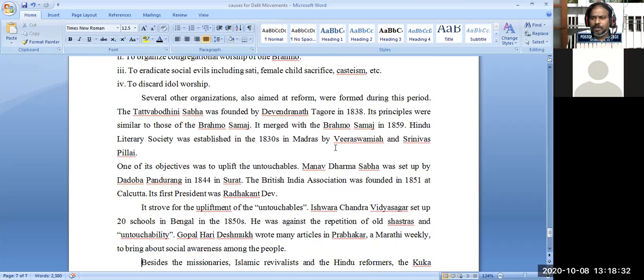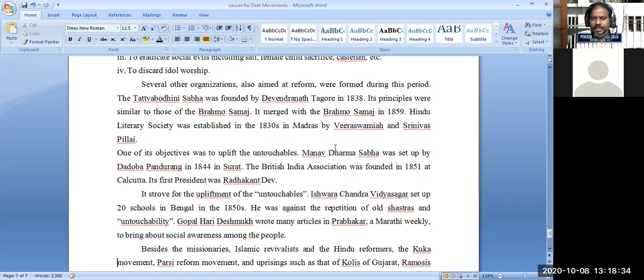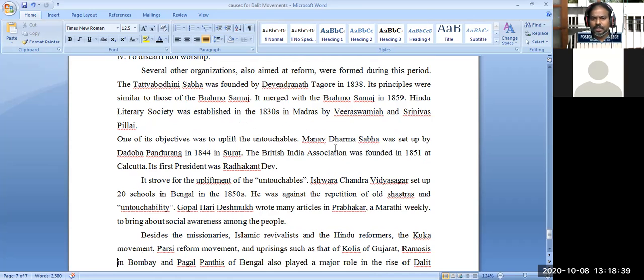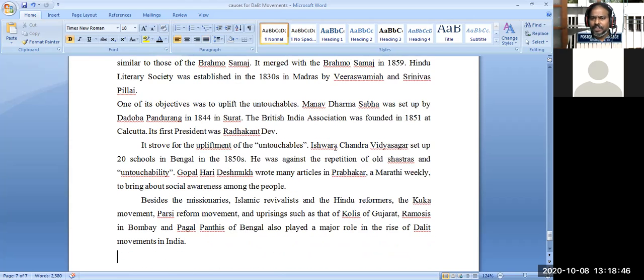The Manav Dharma Sabha was set up by Dadoba Pandurang in 1844 in Surat. The British India Association was founded in 1851 at Calcutta, its first president was Ramakant Dev, and it strove for the upliftment of untouchables. Ishwar Chandra Vidyasagar set up 20 schools in Bengal in the 1850s, and he was against the repression of old castes and untouchability. Gopal Hari Deshmukh wrote many articles in Prabhakar, a Marathi weekly, to bring about social awareness among the people.